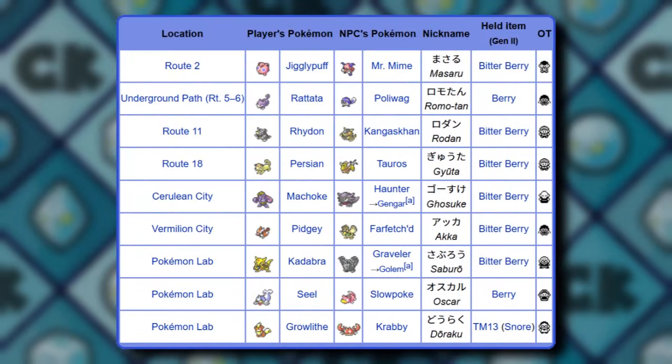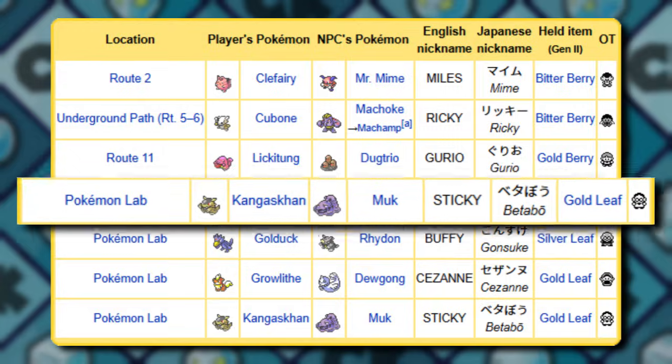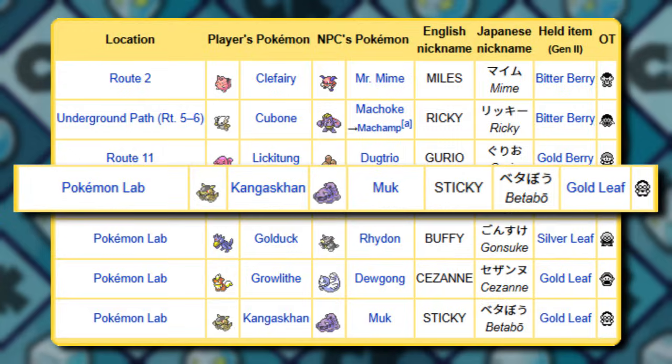If you're playing on a Japanese copy of Yellow, you can send that Rhydon to Blue version and trade for a level 15 Kangaskhan. What's more, you can then trade that Kangaskhan back to Yellow version to trade for a level 15 Muk. Unfortunately, these next few are much less convoluted, and I don't really have a good defense as to how I missed them.